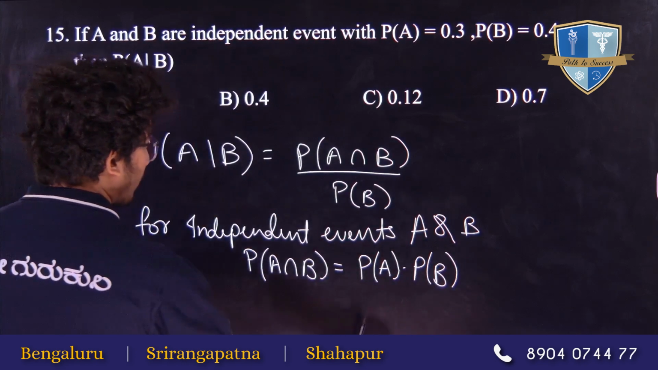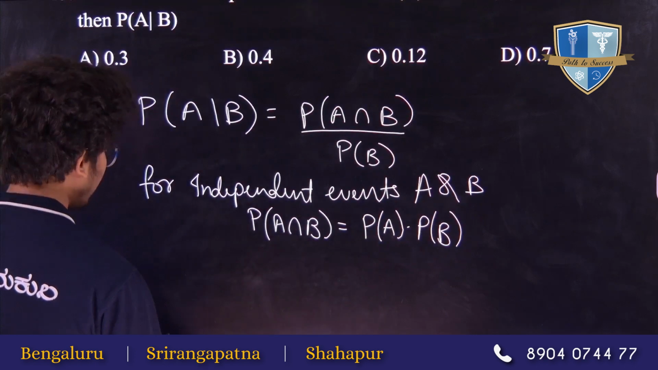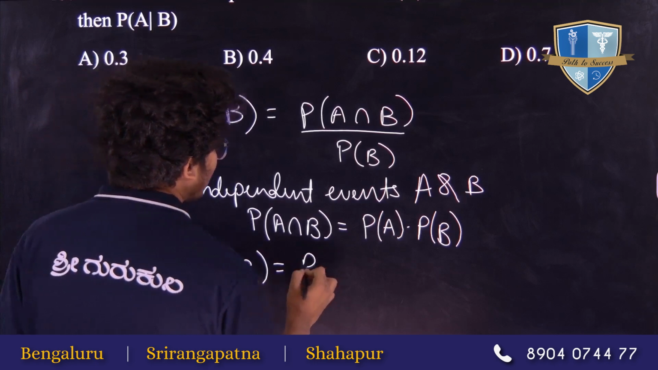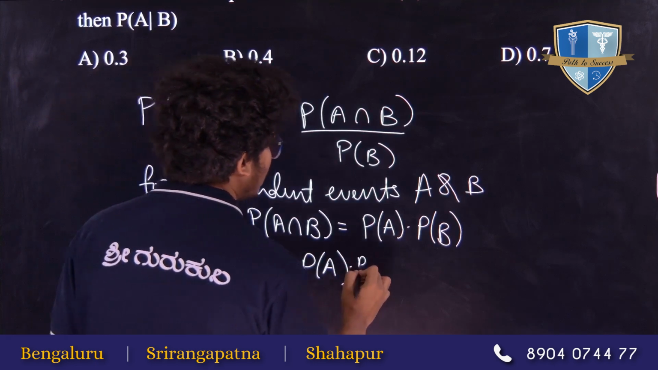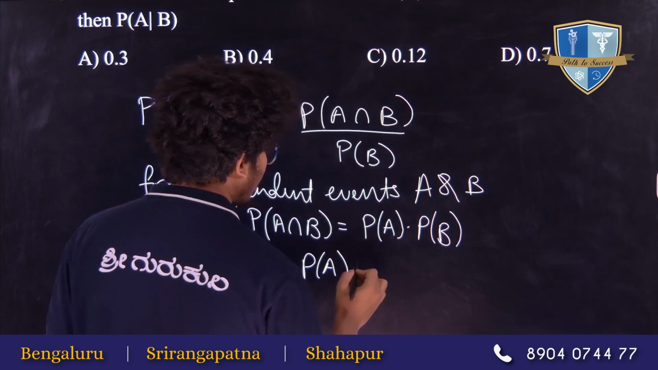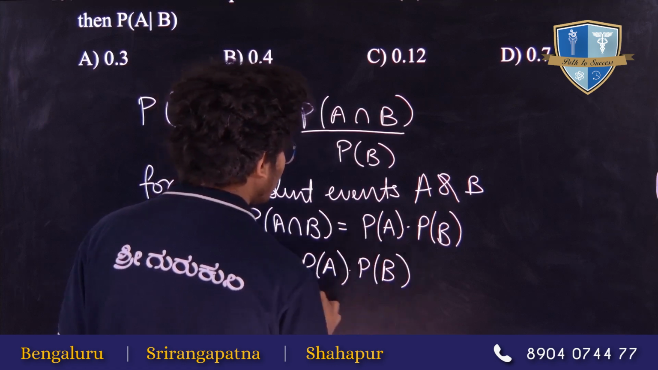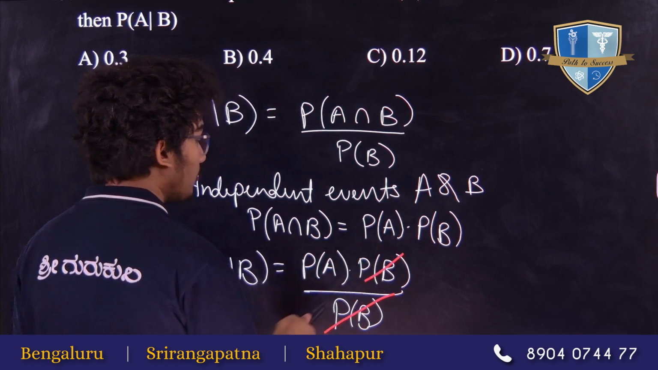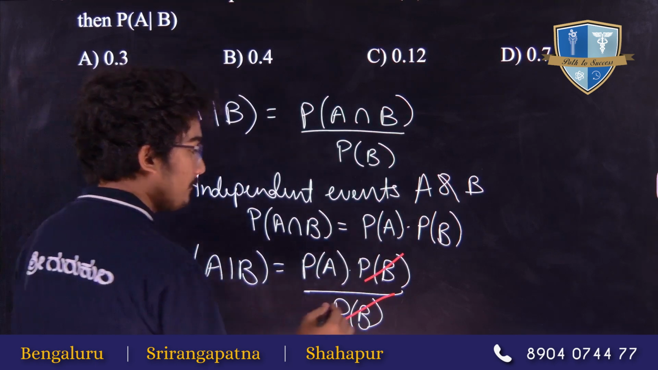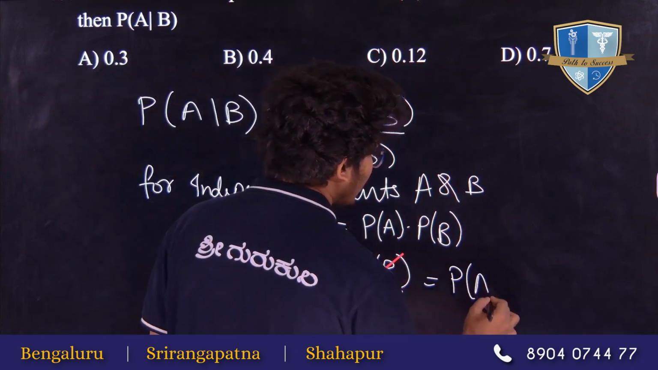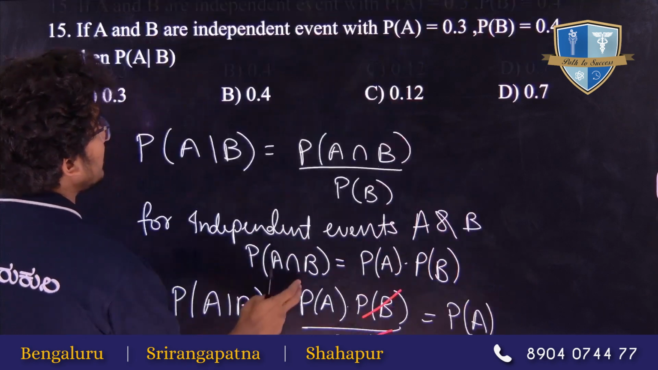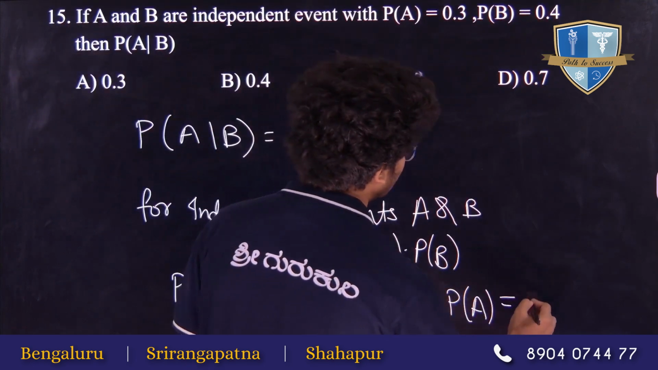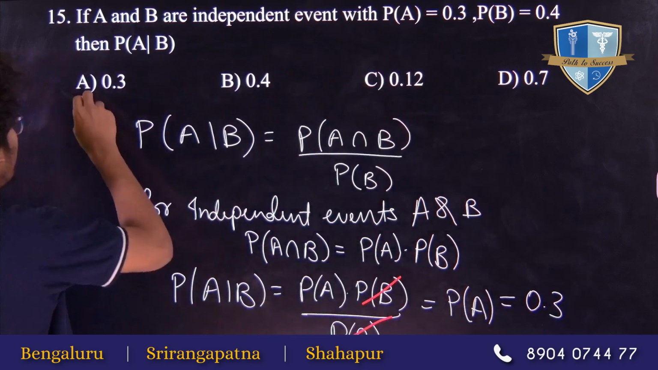So probability of A given B will become probability of A into probability of B divided by probability of B. And probability of B and probability of B will cancel out. So probability of A given B will be equal to probability of A. And probability of A given in the question is 0.3. So our correct answer will be option A.